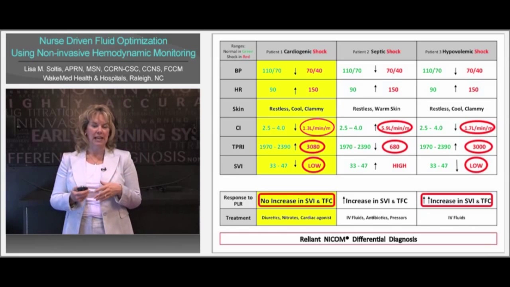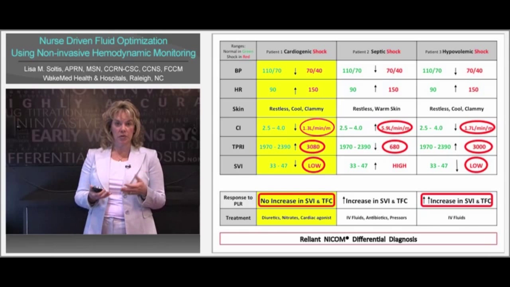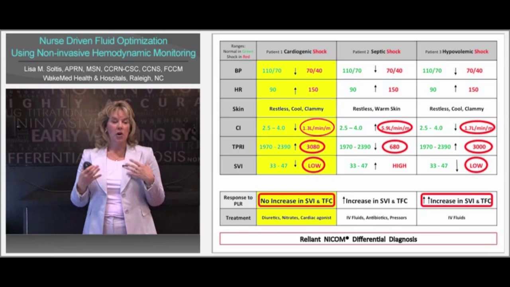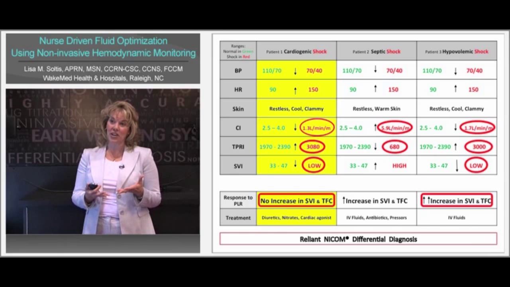The key with this patient is that when we try to assess for fluid responsiveness, whether we give a bolus or do a passive leg raise, they will not be fluid responsive, and that will be a distinctive marker for us to know this is a cardiogenic problem. This is not a volume problem.